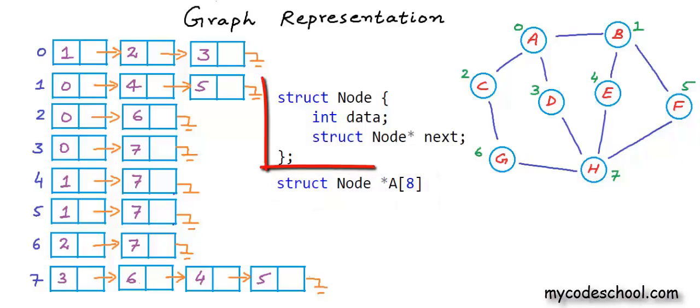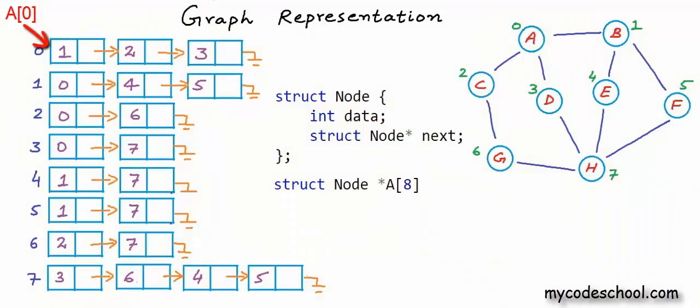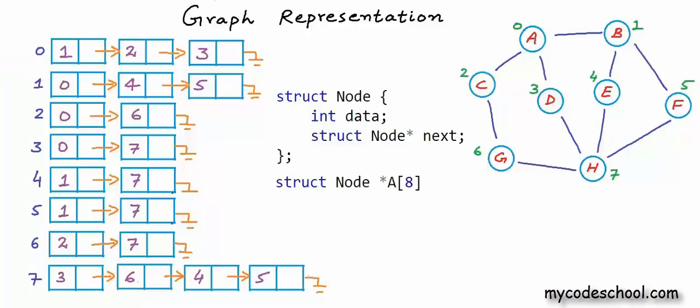I have defined node of a linked list here. Node of a linked list would have two fields, one to store data and another to store address of the next node. A0 would be a pointer to head or first node of linked list for A. A1 would be a pointer to head of linked list for B. And we will go on like A2 for C, A3 for D, and so on. Actually, I have drawn the linked lists here on the left, but I have not drawn the array of pointers.